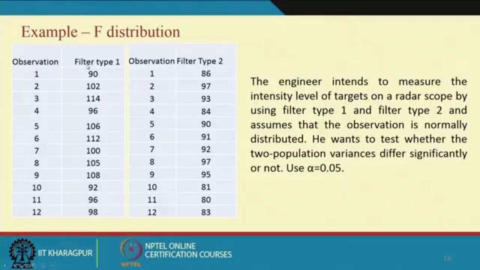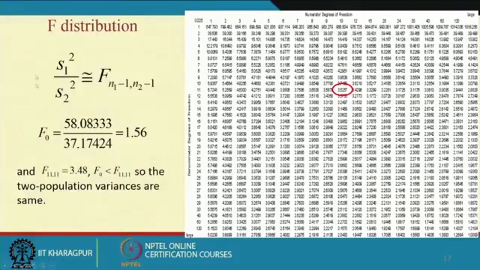Here, we have done the experiment earlier with filter type 1 and filter type 2, and suppose we got 12 observations of experimental data in the first case and 12 in the other case. Suppose we want to know whether the two population variances differ significantly or not. So, you can use the F distribution. S 1 square by S 2 square will be F distributed with N 1 minus 1 and N 2 minus 1 degrees of freedom. N 1 and N 2 are both 12, so 11 degrees of freedom. From the sample you compute these two values, S 1 square and S 2 square.